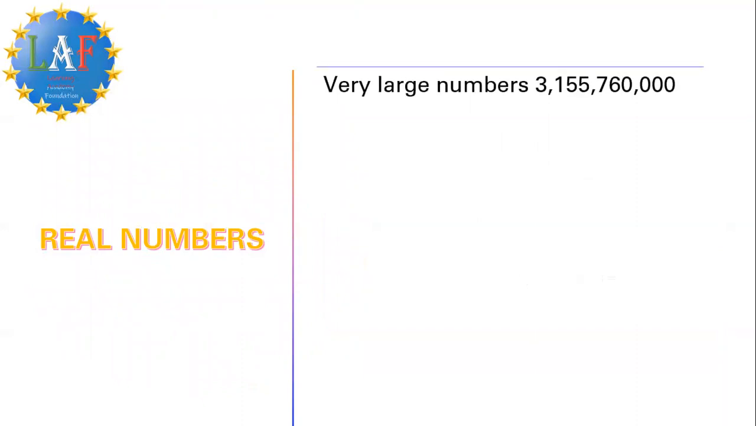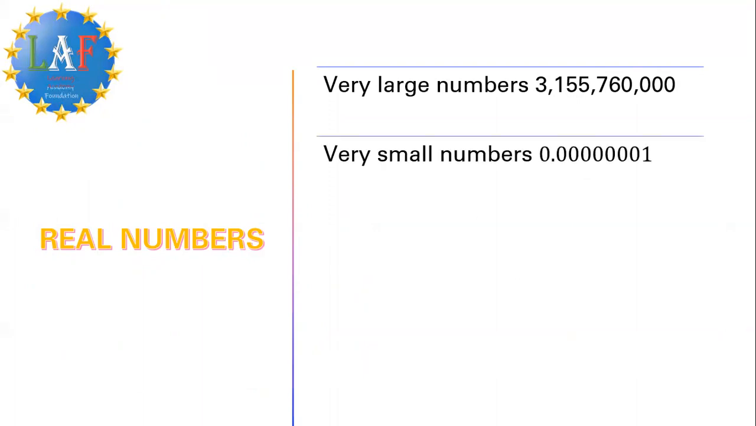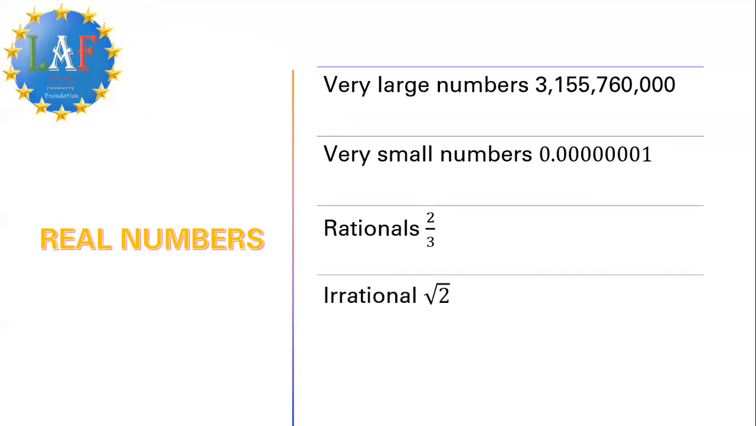Real numbers are numbers that cannot be represented with natural numbers. For example, very large numbers like seconds in centuries, for example 3,155,760,000, or very small numbers like an atomic diameter, that is 0.0000001, or rationals like 2 over 3, that is 0.666666 periodical, irrational numbers like square root of 2, that is equal to 1.414213562373, etc. Transcendental numbers like Euler's number, that is 2.7182, etc., or pi, that is 3.141, etc. In this case, scientific notation is used.